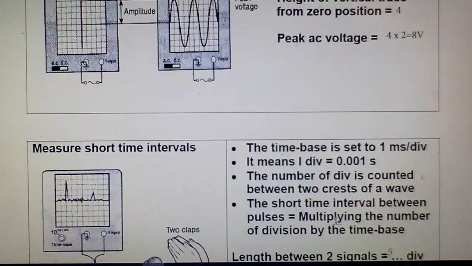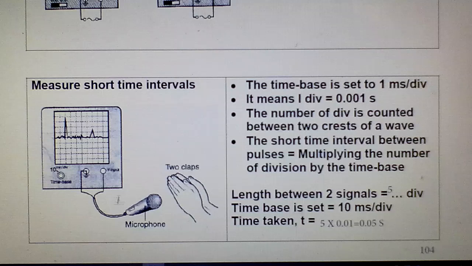Let's say we want to measure a short time interval, the time taken between two claps. We have a CRO and a microphone to change the sound to an electrical signal. The electrical signal will be displayed on the screen of the CRO. In order to measure a short time interval, we need to switch on the time base. The time base is set to 1 millisecond per division. So the time base is like the scale for the horizontal part of the screen. So 1 millisecond per division means 1 division is equivalent to 0.001 second.